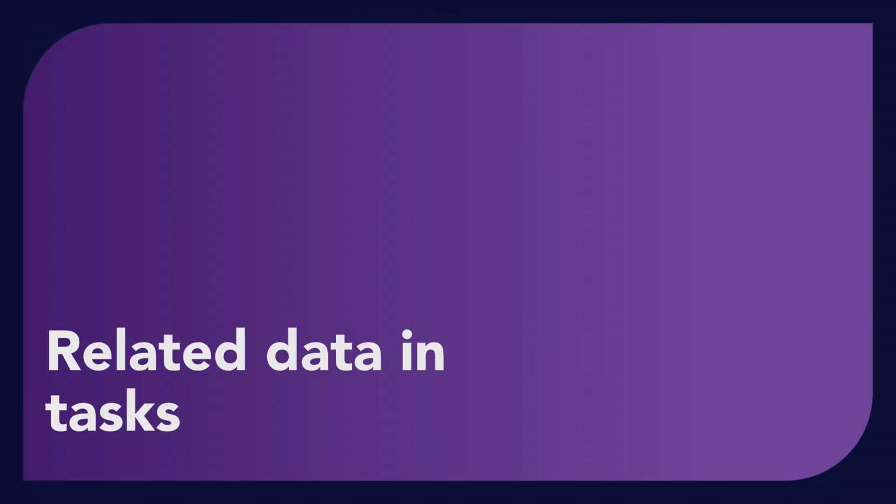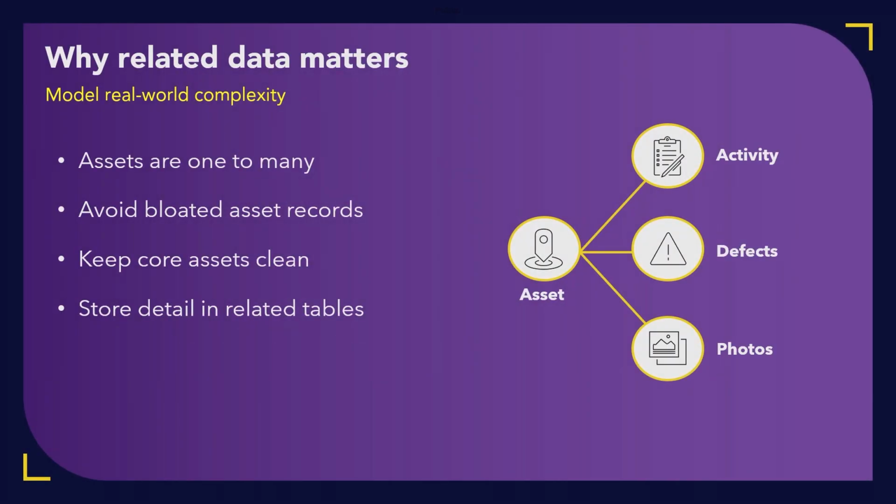And the final piece I want to cover is related data. So let's start with why related data matters. As we know, most assets in reality rarely exist on their own. A tree, street lamp, or a site is usually inspected and maintained multiple times over its lifetime. It could have photos, defects, maintenance history associated with it. And if we try to store all that data on a single record, the data model quickly becomes messy and hard to manage. Related tables allow us to manage this properly.